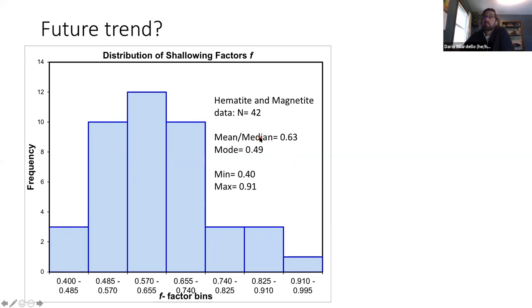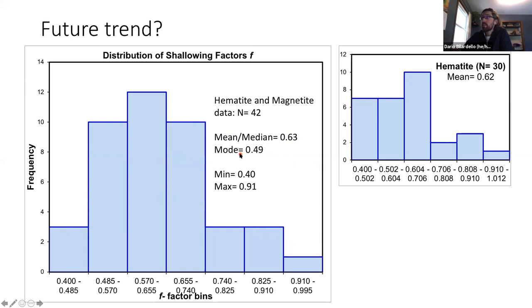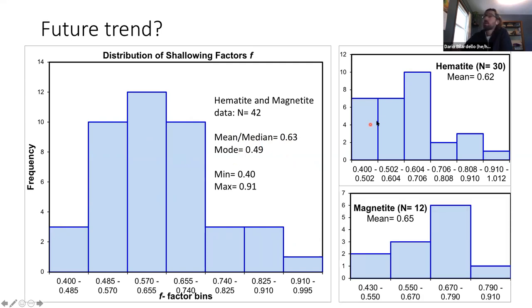We have a mean that is the same as the median, about 0.63, and that's great. However, the mode is much smaller than that and would result in higher inclination corrections, which would mean that if we use the average F factor, we would probably undercorrect the majority of our rocks. And we can get somewhat more sophisticated with this, separating the F factors for hematite bearing rocks or for magnetite bearing rocks, but the situation really does not improve. In fact, it gets worse, and we're moving away from normal distributions here.